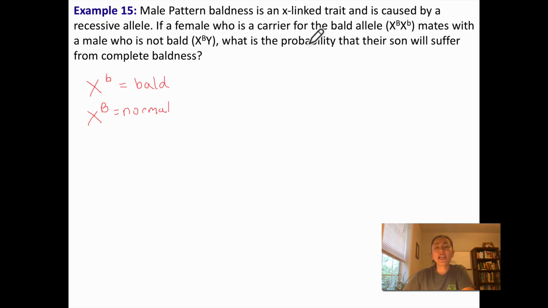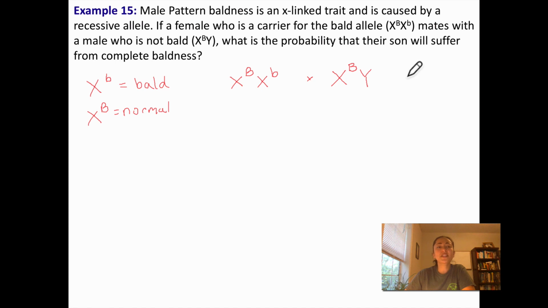If a female who's a carrier of the bald allele, so let's draw that down here, this is the female. Notice she has two X chromosomes, and she's heterozygous for this. She mates with a male who is not bald. So he's going to have the dominant allele, which causes normal hair. The male is always going to be XY, so the second chromosome needs to be a Y there.